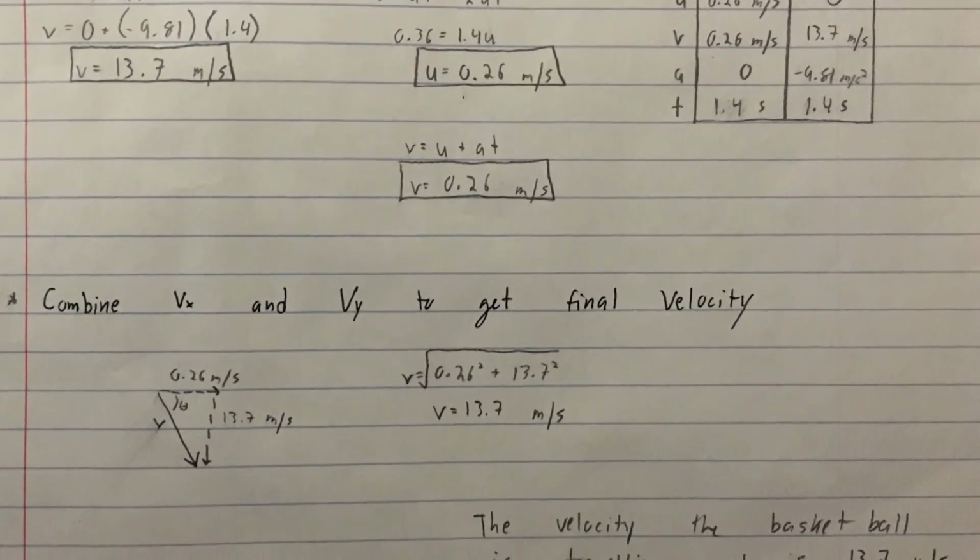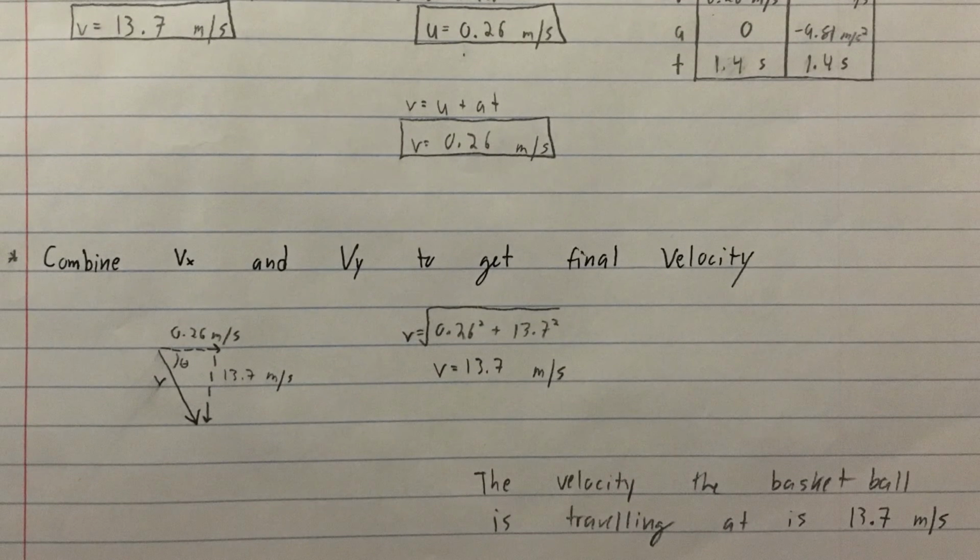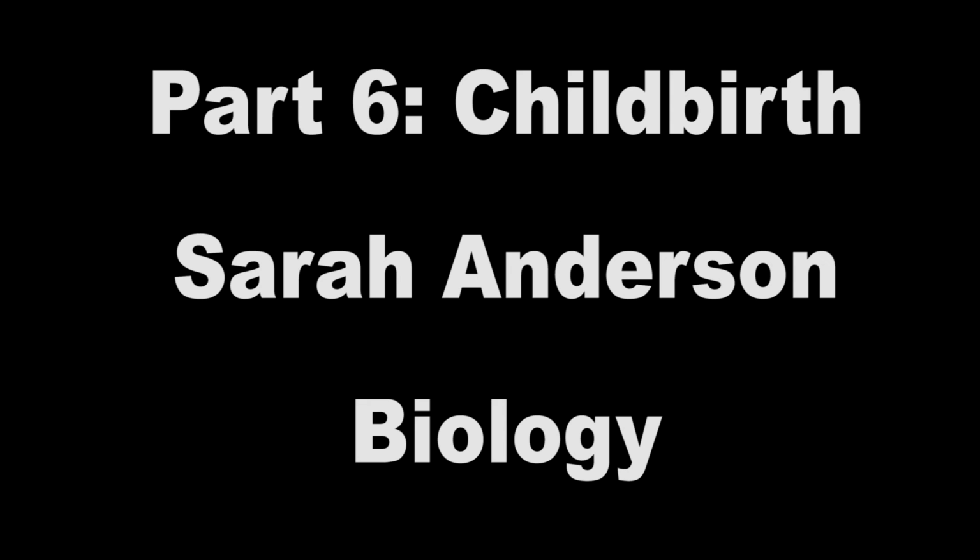The next step is to solve for what you're not given. You can solve for both velocities and the initial acceleration in the x direction by using Suvat equations. The final step is to combine the final velocity in the x direction and the final velocity in the y direction to get the final velocity overall. And by doing this, you can see that the final velocity of the basketball is 13.7 meters per second.